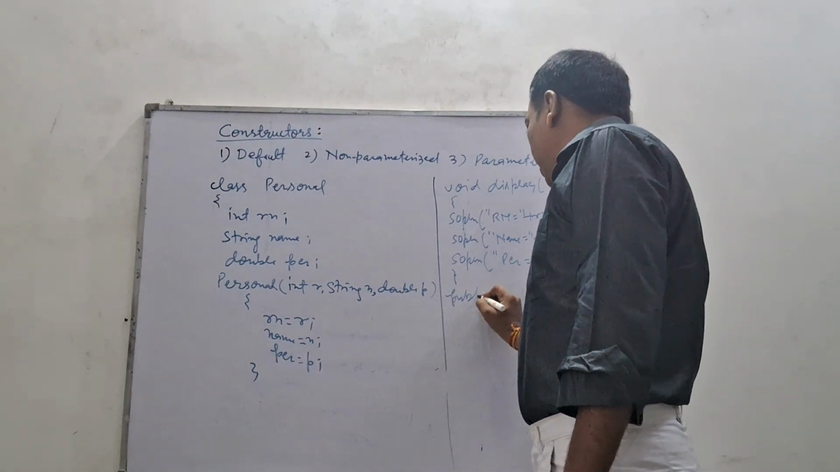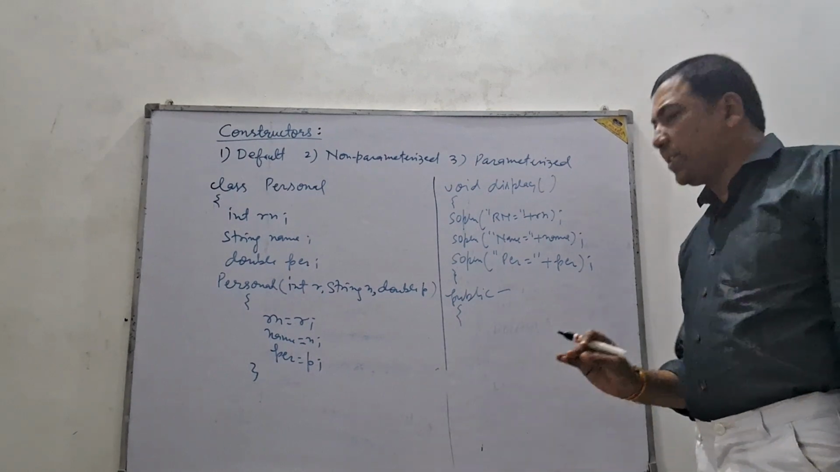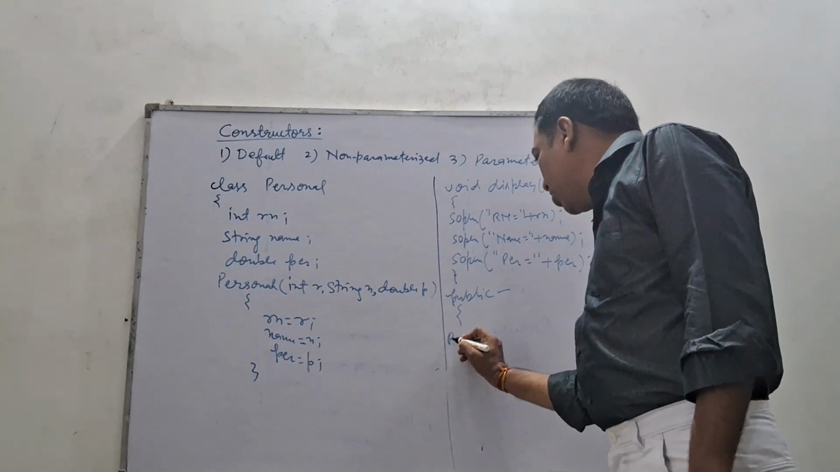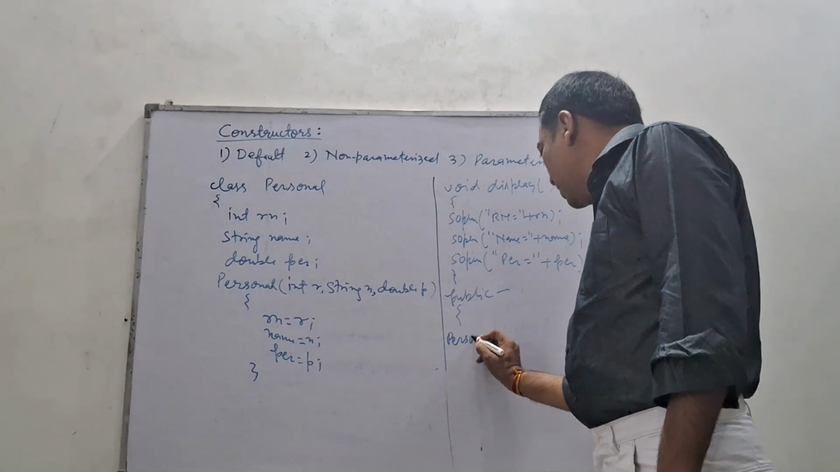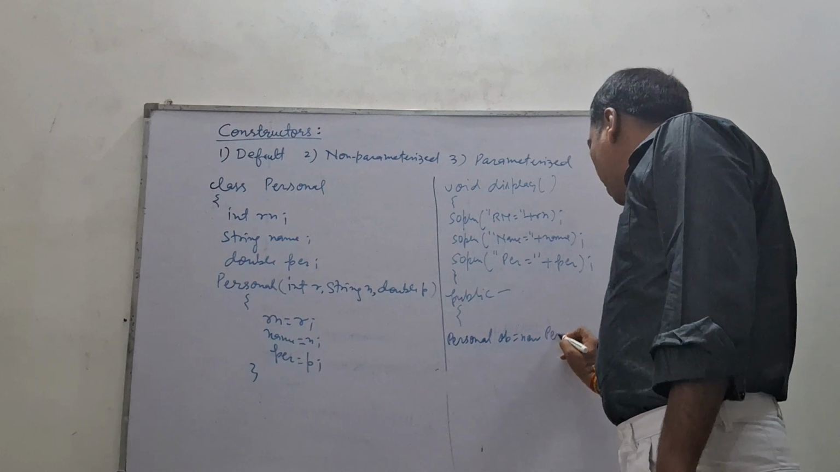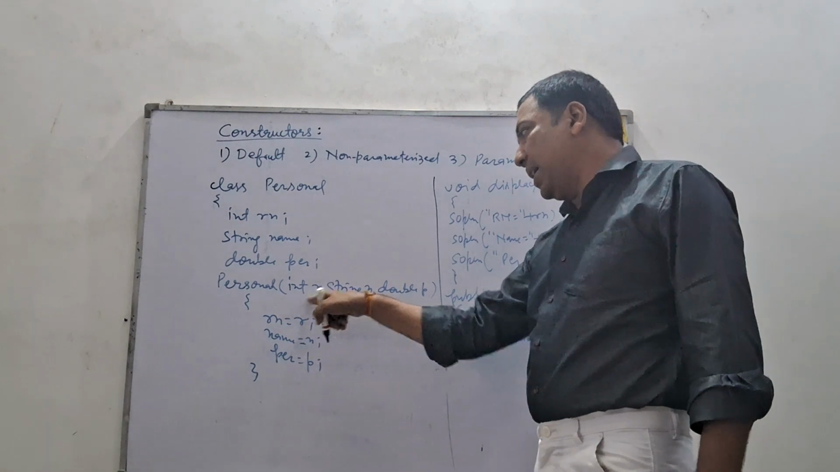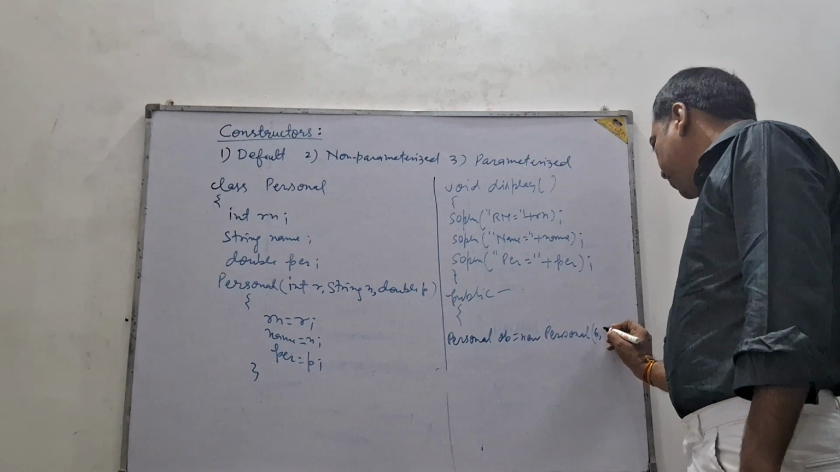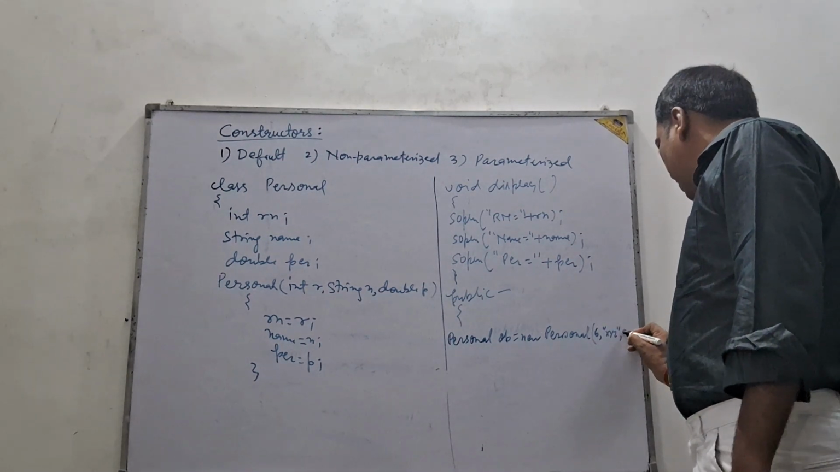Now creating object. If a class contains parameterized constructor, the object creation line is a little different from the normal. Here while creating the object we have to pass the parameters, like personal ob is equal to new personal. Now three values we have to pass from here, one int, one string and one double. Any number which you want to pass, suppose 6, xyz and 94.5.